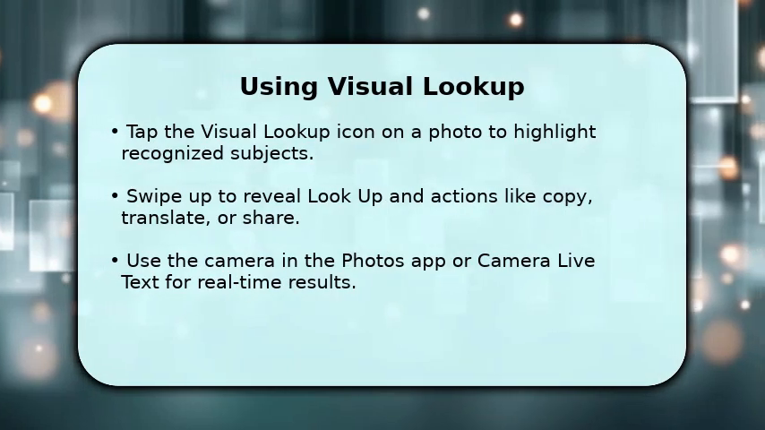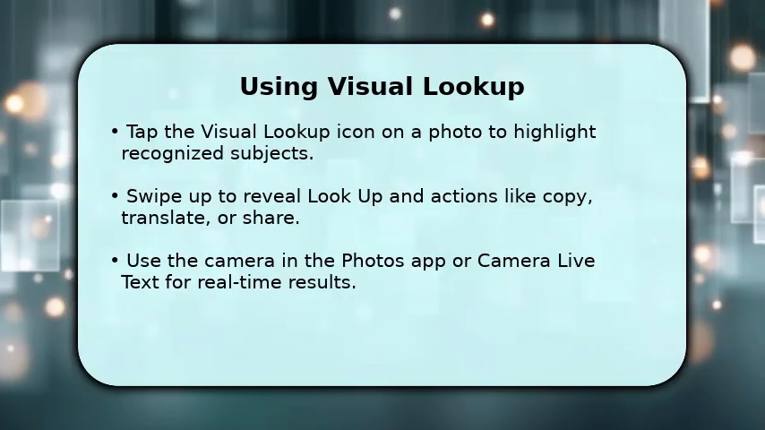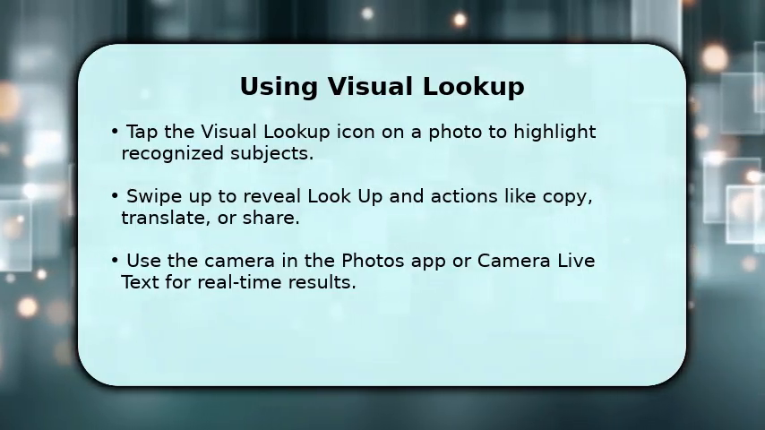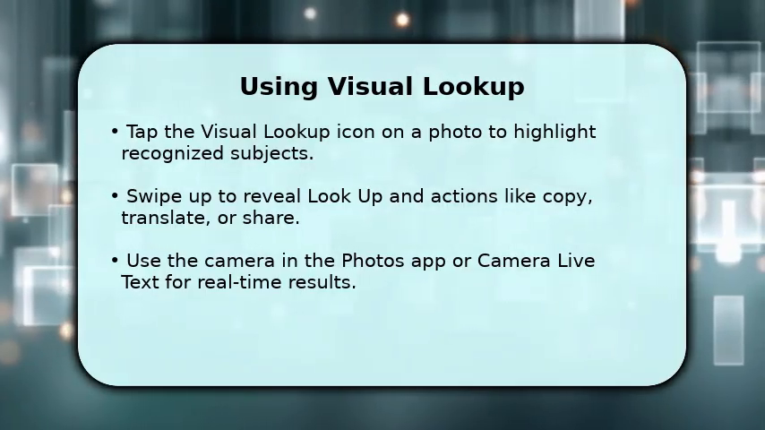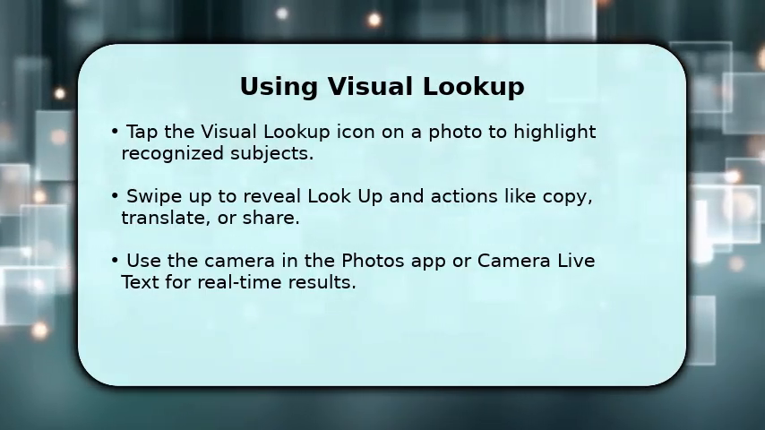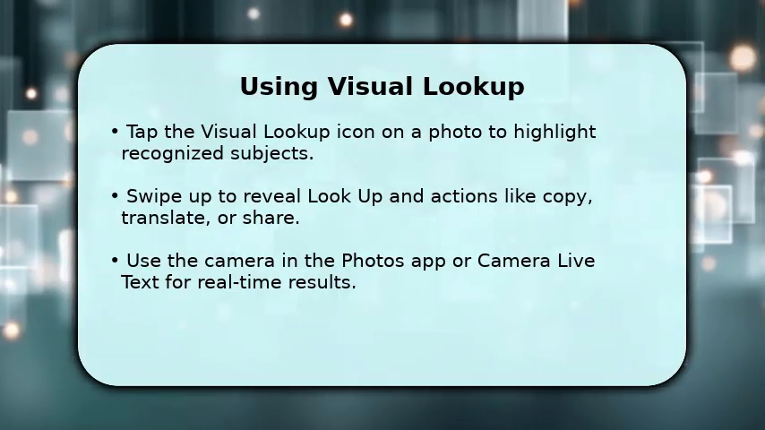Tap the Visual Lookup icon on a photo to highlight recognized subjects. The system outlines people, objects, landmarks, plants, and animals when detected. Swipe up on the photo to reveal the lookup panel and view suggested actions and information cards.